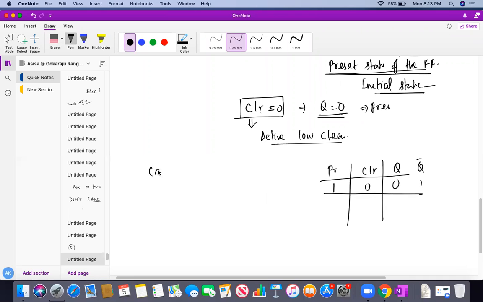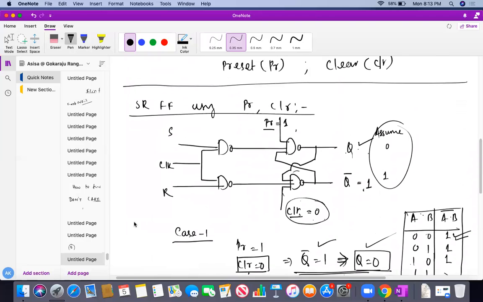Okay. Now case 2. What is my case 2? Let's say my preset is 0 and clear is 1, which is nothing else but my active low preset. Okay, active low preset. Why is it active low preset? By applying preset equal to 0, I am getting some initial condition. That's why it's called active low, and it gives me useful output.